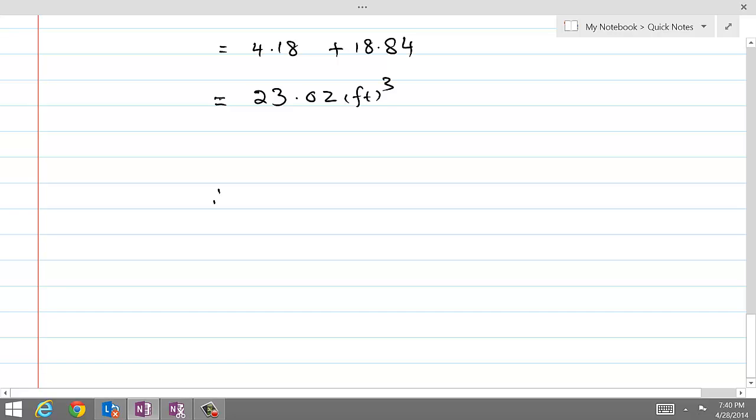This is how we can find surface area and volume of composite objects.